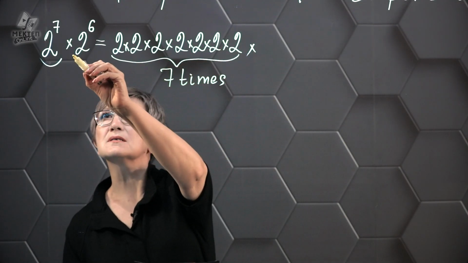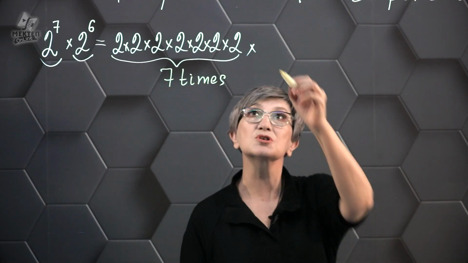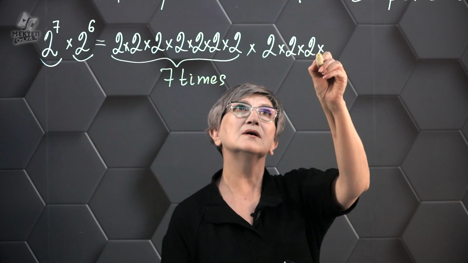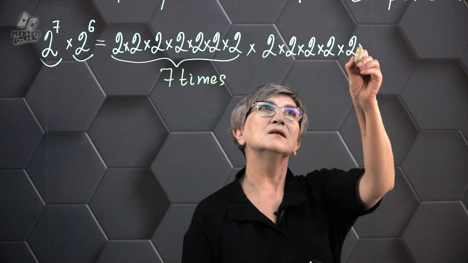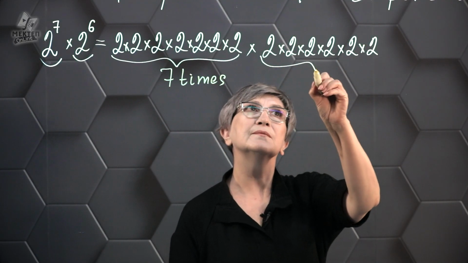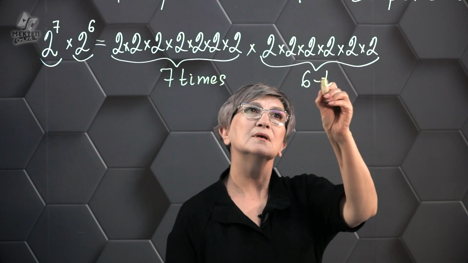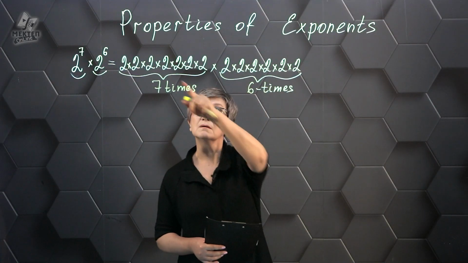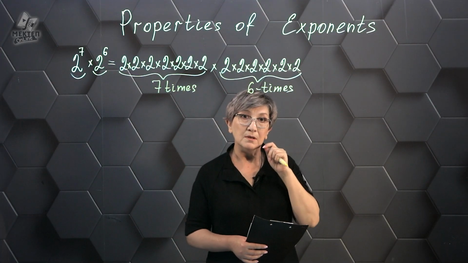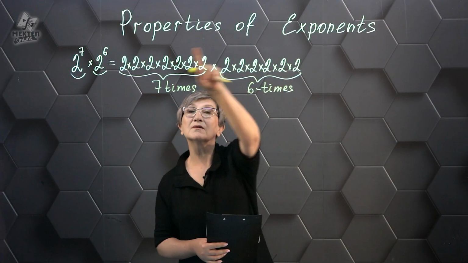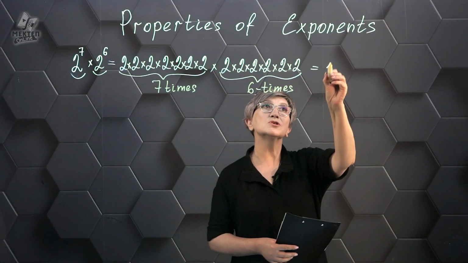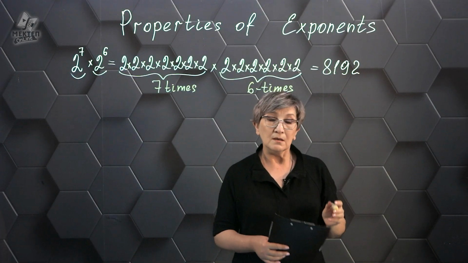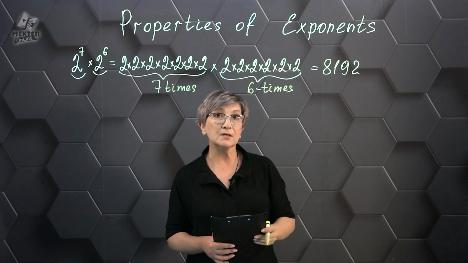Now I'm going to write the number 2 to the power of 6. That's 2 times 2 times 2 times 2 times 2 times 2, 6 times. As a result, if I were to find the value of this expression, I get the number 8,192. That's not such a big number.